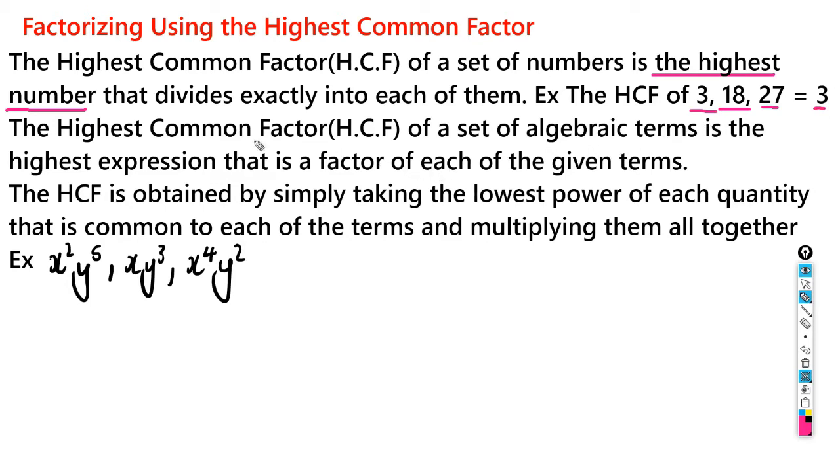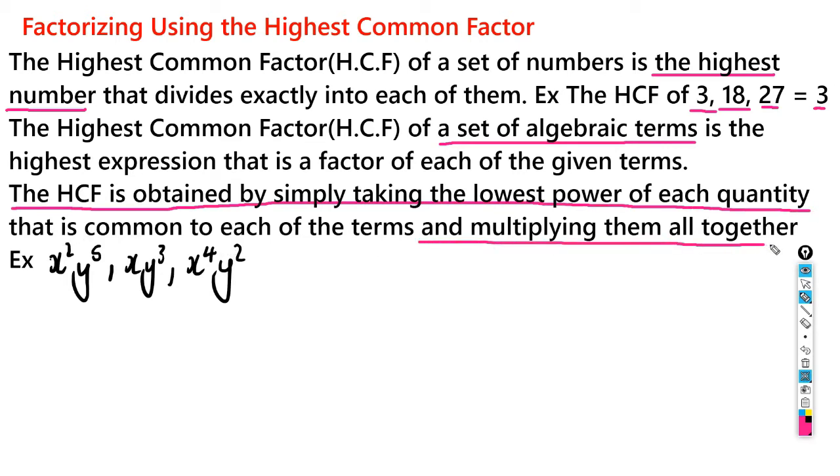Right? But guys, we're not really using numbers. Remember that we're in section 6, which is algebra. So we're looking at the highest common factor of a set of algebraic terms. It's the highest expression that is a factor of each of the given terms. So the HCF, when you're using algebra, is obtained by simply taking the lowest power of each quantity that is common to each of the terms and multiplying them all together. Cool? So what do I mean by that?